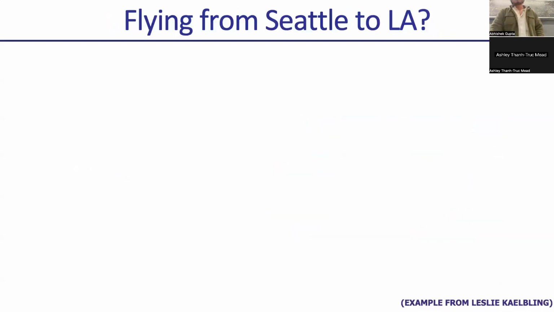Okay, so let's try to think about this example of flying from Seattle to LA. And let's try to think about what planning means. I think planning is a bit of an abstract term, it's overloaded. So if I was to, you know, start planning to go from Seattle to LA, how would you start?